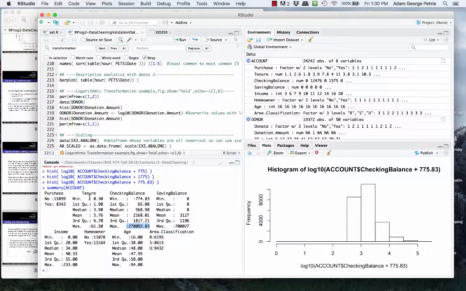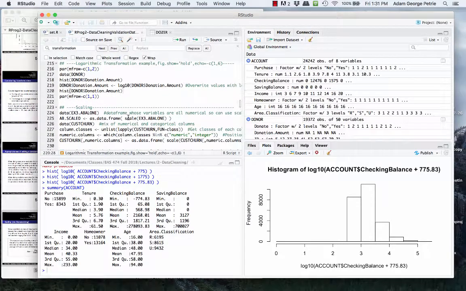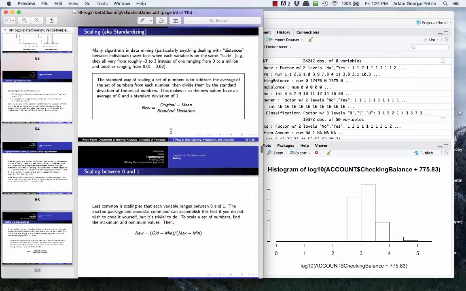Tenure varies over a much smaller range of numbers than checking balance and saving balance, and it turns out that that kind of messes up a lot of algorithms in data mining. We would like each one of these columns to vary over approximately the same range of values. So what scaling does is it makes it so that each column does range over the same scale of values here, maybe between 0 and 1, or more commonly, scaling each column so that it has a mean of 0 and a standard deviation of 1. So we have positive and negative numbers. Positive for if the original number was above average, negative for if the original number was below average. So take the original value, subtract off the mean, divide by the standard deviation of the values, and that's what we end up getting.